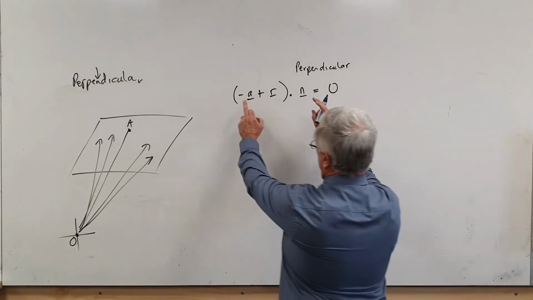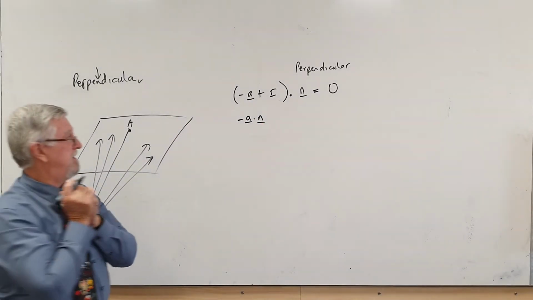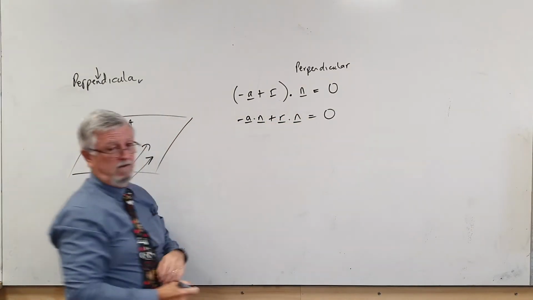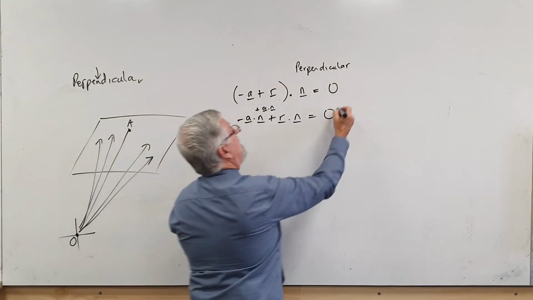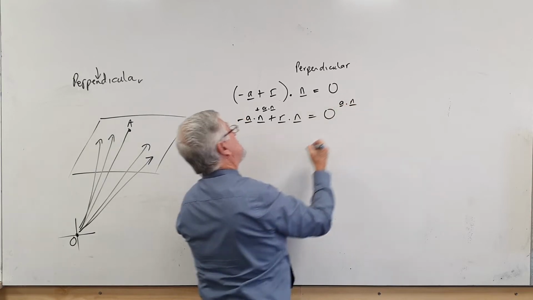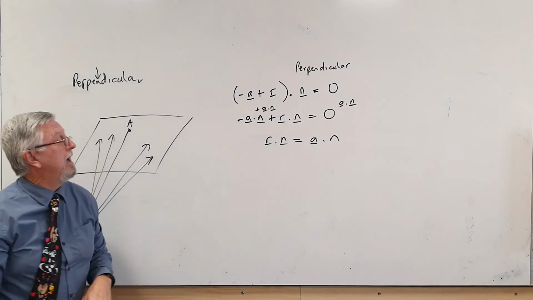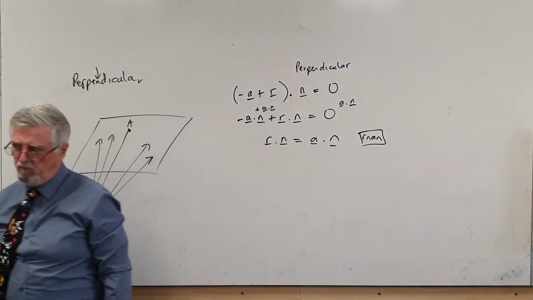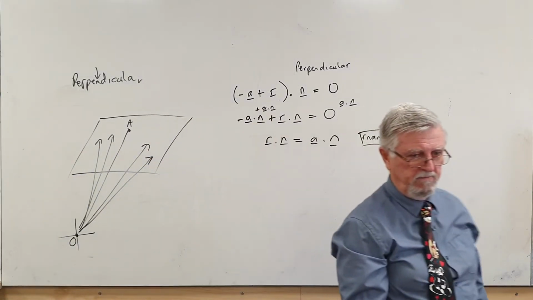Now I can go minus A times N, that's another dot product, and I've got plus R dot N, dot product is 0. If I add A dot N to this side, I've got to add A dot N to that side, and I've got R dot N equals A dot N. By the way, it's written on your formula sheet here, so you don't have to memorise it, but you use it all the time. That's the equation of a vector given what?